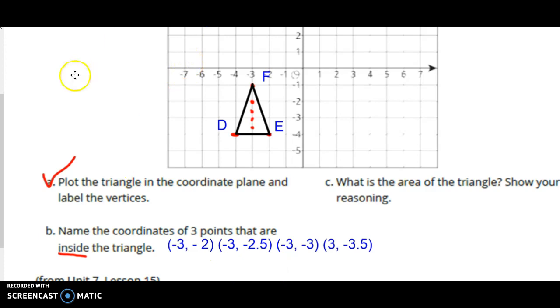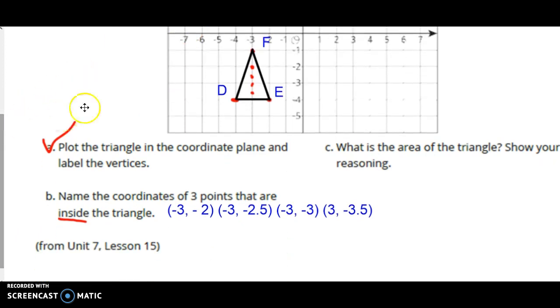What is the area of the triangle? Show your reasoning. Let's start off by writing our formula for area of a triangle. We know that area equals 1/2 base times height. Another easy way of doing this that I've seen a few of you do is base times height divided by 2. So let's figure that out.